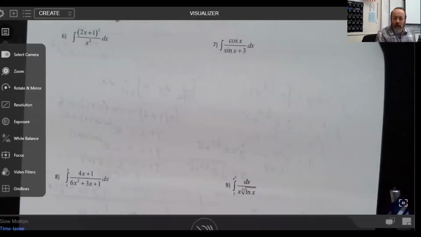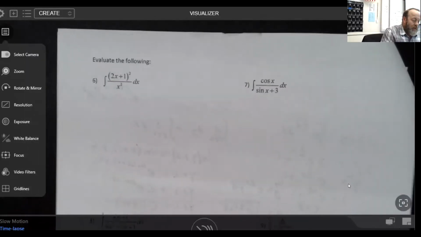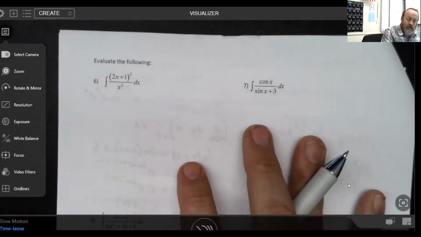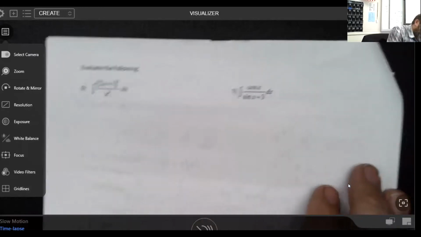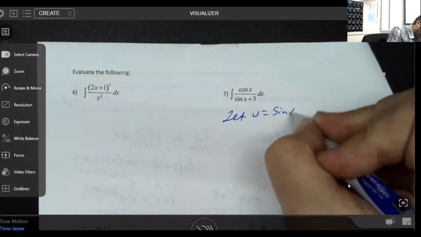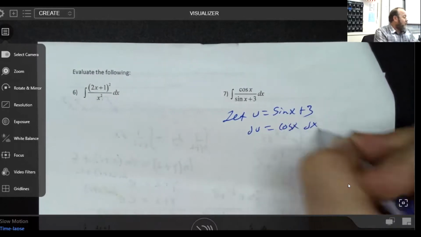All right, off to page number 2. We're switching from the idea of separable differential equations and getting into more of the idea of U substitution. So, although some problems are directly U substitution, which is this guy right here, I would let U be equal to sine of x plus 3. du, of course, is the cosine of x dx.